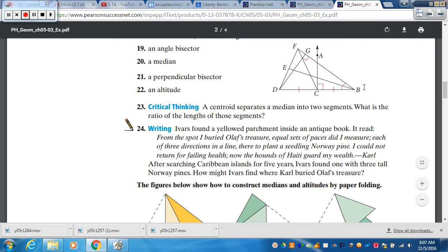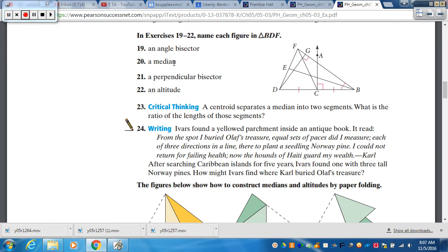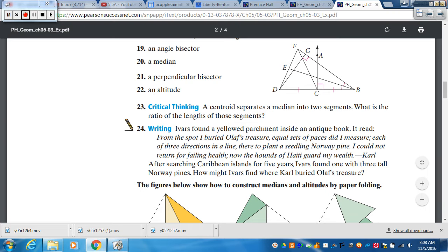Okay. Number 20, I'm looking for the median. Now remember, the definition of a median is a segment that comes from a vertex to the midpoint of the opposite side. And so as I start with angle D, the vertex here, the midpoint of the opposite side would not be point G. Okay, that is not the middle of FB.